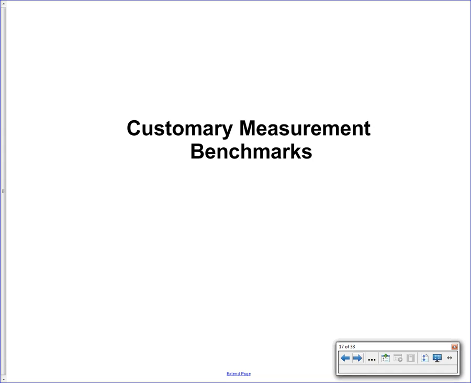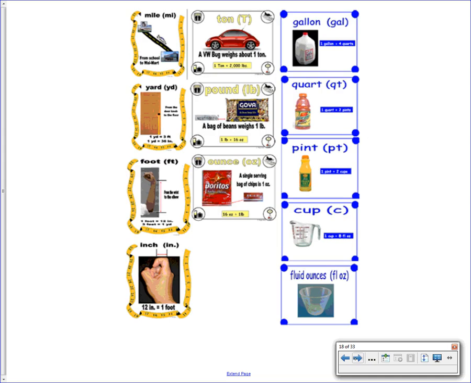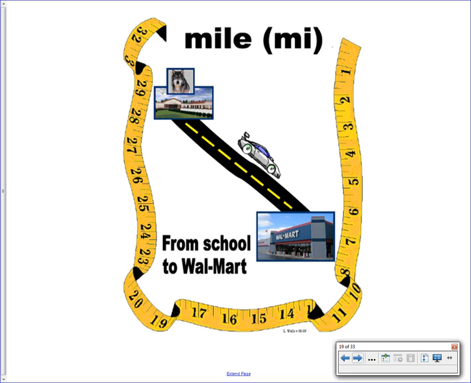So now let's talk about our customary benchmarks. Customary benchmarks don't play as nicely as our metric benchmarks do, unfortunately. So we've got our metric benchmarks for length over here, weight over here, and capacity. So a mile. Again, long distance. Think like from your school to Walmart. I know we already said that for kilometer. They're pretty close.